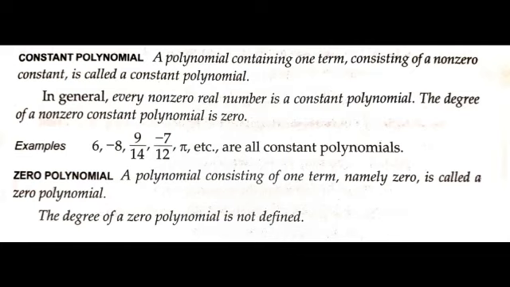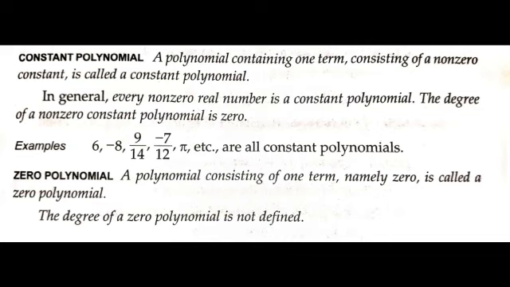Some other type of polynomials, here I have constant polynomials. A polynomial containing one term consisting of a non-zero constant is called a constant polynomial. In general, every non-zero real number is a constant polynomial, as I have given examples in monomials here. The degree of a non-zero constant polynomial is 0. So that is also called 0 degree polynomial. For example, 6, -8, 9/14, -7/12, pi, etc. are all constant polynomials.